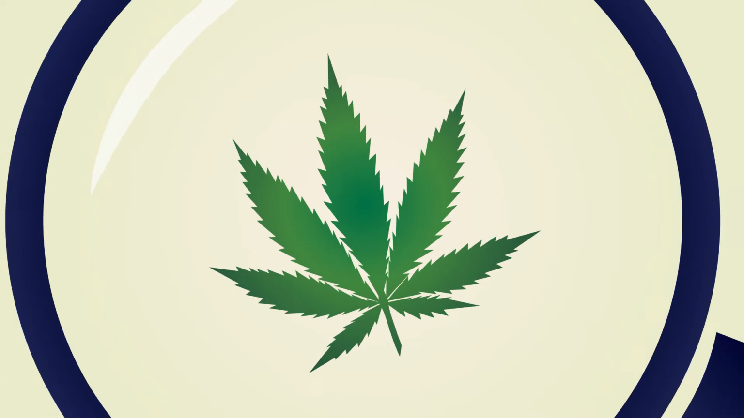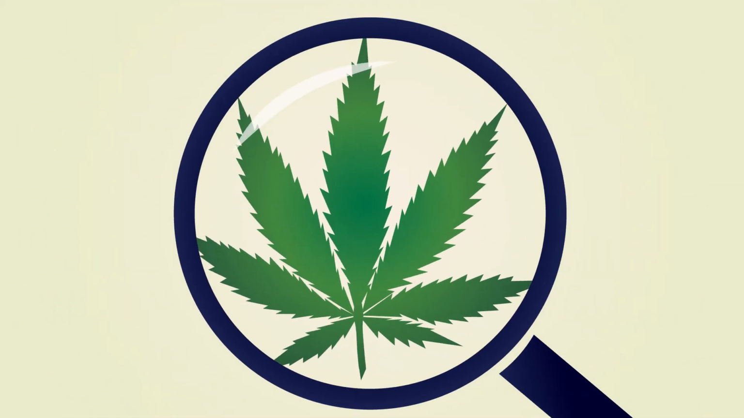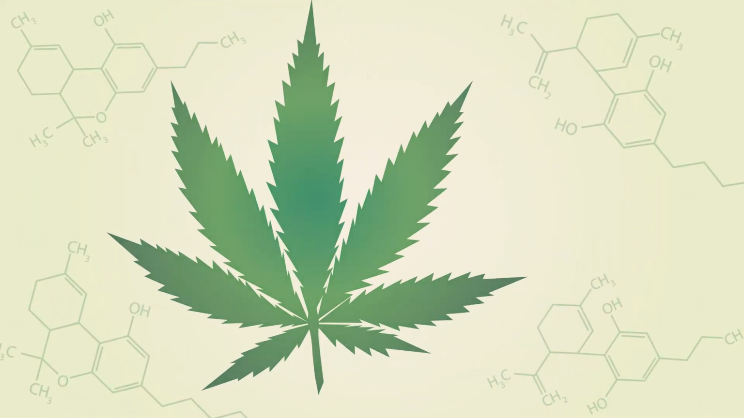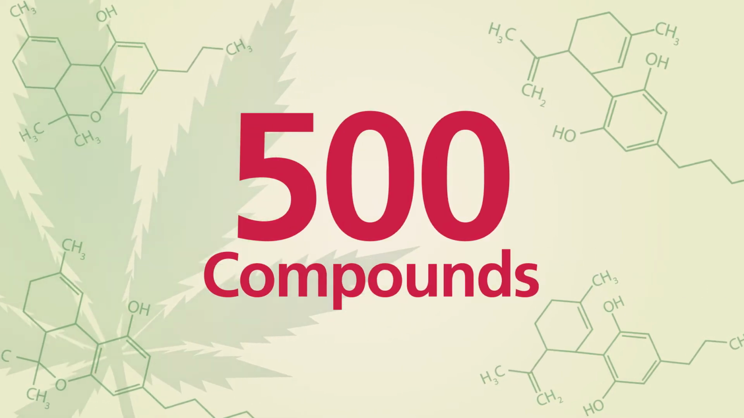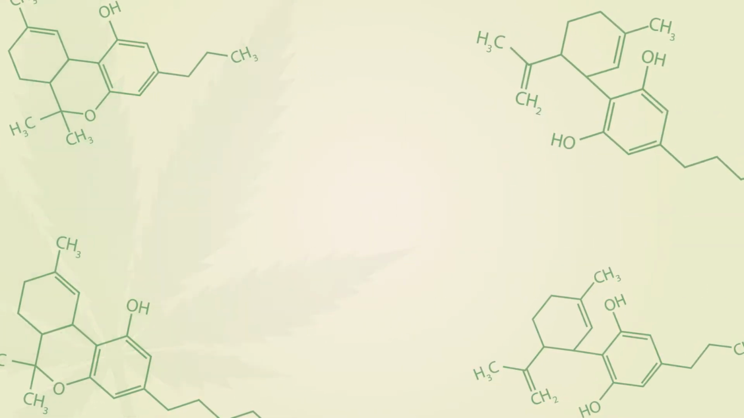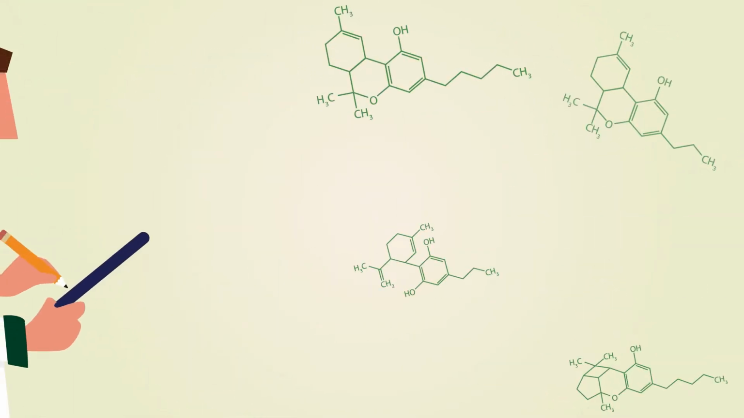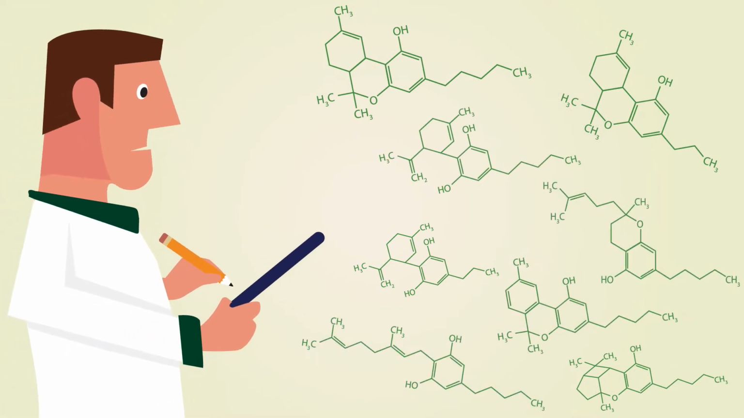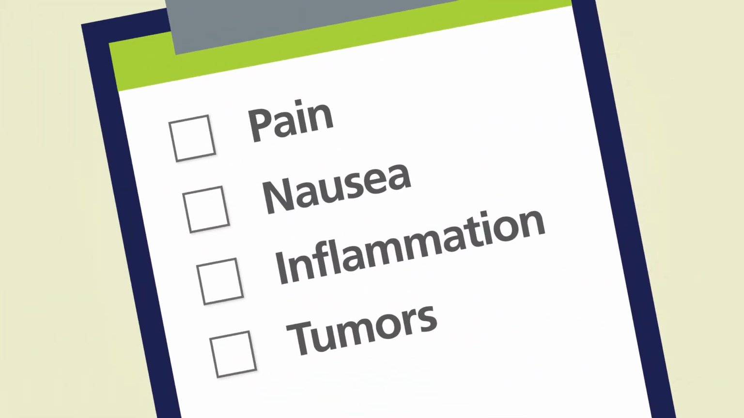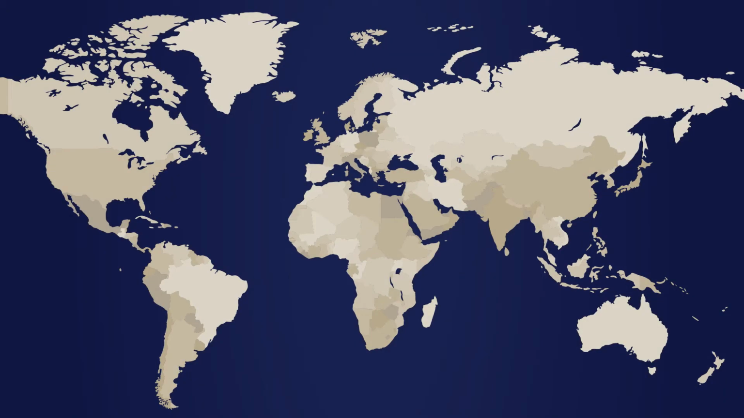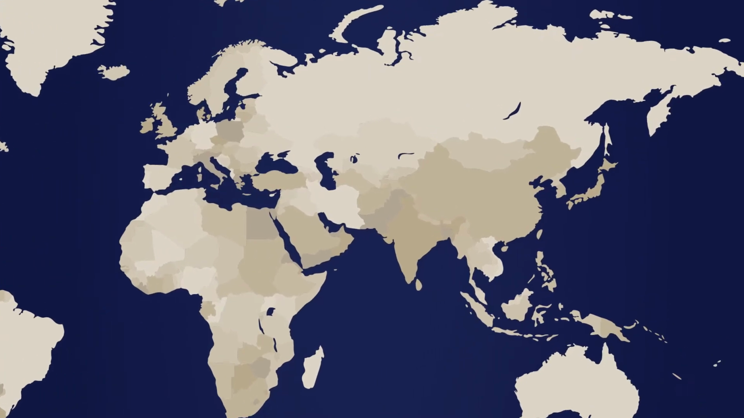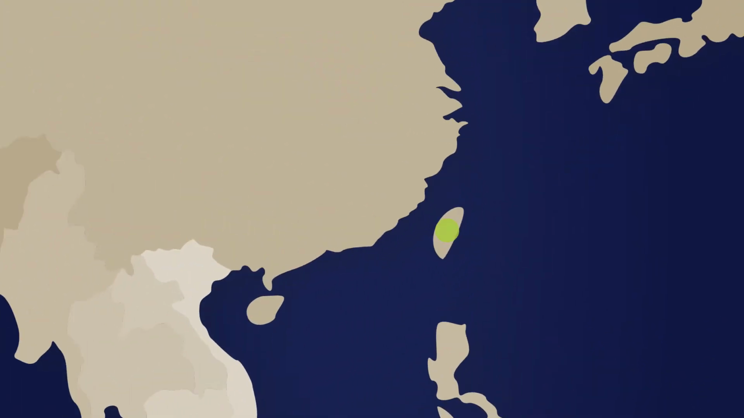It's no wonder that so many people are starting to take a closer look at cannabis. It really is an amazing plant. Cannabis contains more than 500 compounds that can be found nowhere else in nature. Many of these substances are believed to have astonishing curative properties, easing pain, nausea, inflammation, and even reducing tumors in cancer patients.